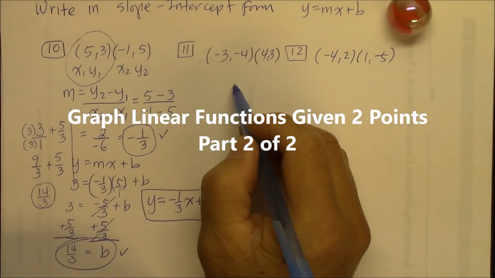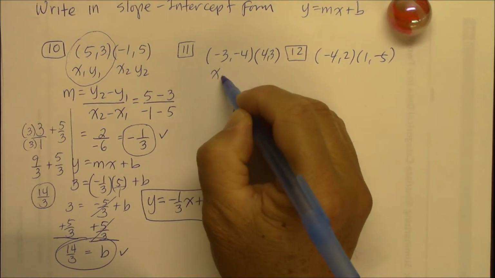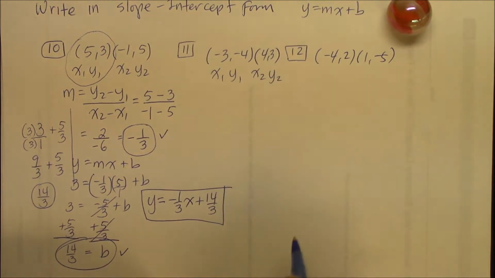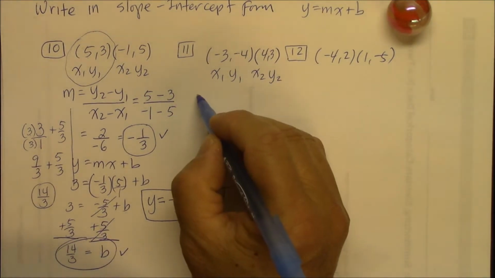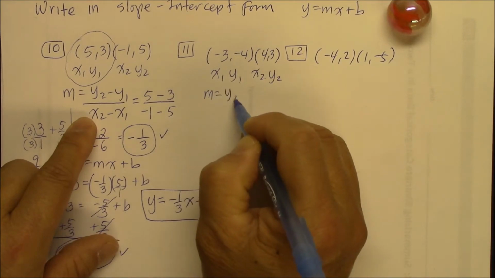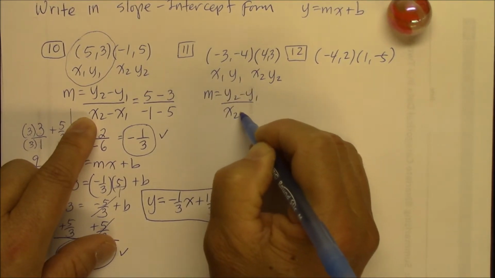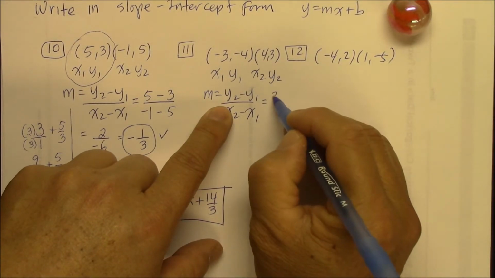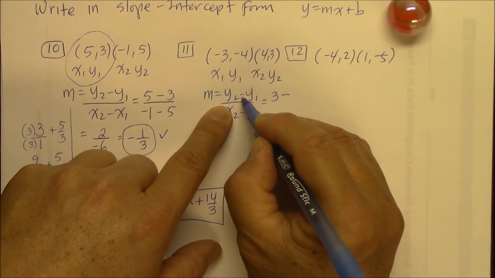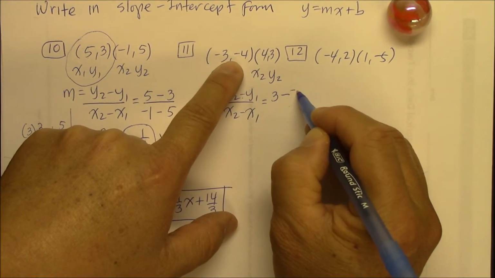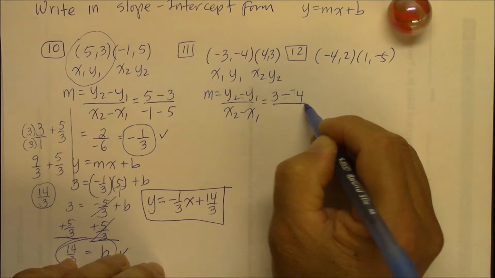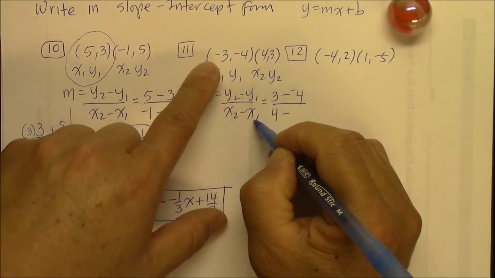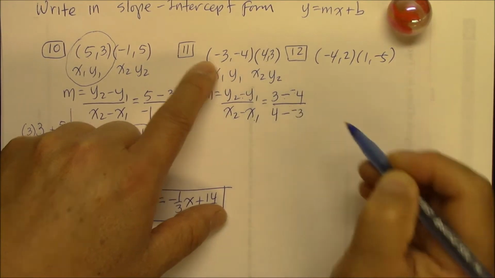All right, now number 11, again, label x1, y1, then the second order is x2, y2. I'm going to use the slope formula again, m equals y2 minus y1 over x2 minus x1, and I'm going to plug it in. y2 is 3 minus, now be careful, minus negative 4. So there's going to be a negative and a negative. And then x2, which is 4, minus, and x1 is another negative, minus 3.